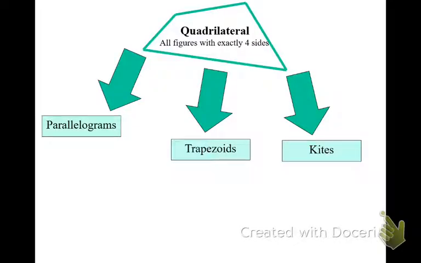All right, so if you look on the flow chart, yours does not look like this yet. You got a quadrilateral. That's okay. A quadrilateral is a polygon with 4 sides, and there are different categories, just like you have different categories of animals.